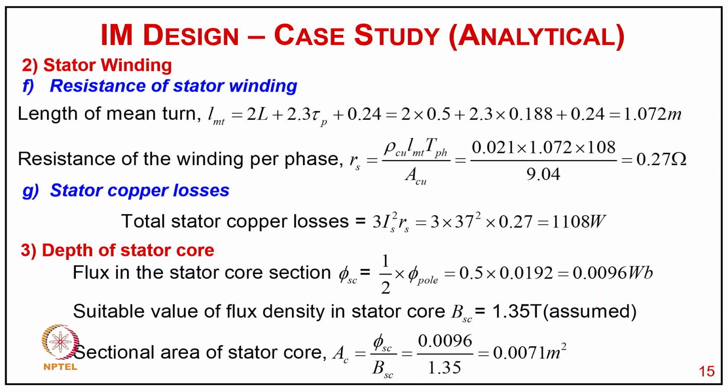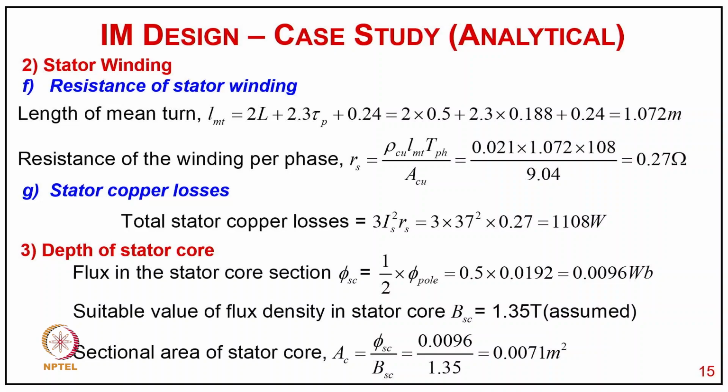So total stator copper losses, there is a 3-phase winding, so 3 into IS squared RS, where IS is the current. Keeping the values of typical current and resistance, it comes to 1108 watt. Now coming to typically the depth of stator core.